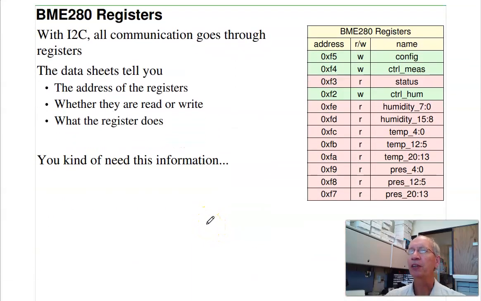Before I read and write to the device, I kind of need to know what registers are important and what the different registers mean. This is where you go to the data sheets, look up a BME 280 register map, and this is what you'll find. Address F5 is a write register, that's configuration. F4 is control measurement. F2, control humidity. The read registers, status is at F3, humidity reading, temperature reading, pressure reading. And there's a couple more. We'll just kind of stick with those for now.